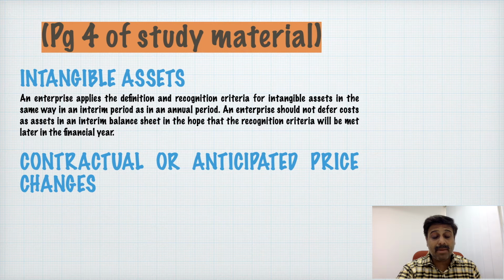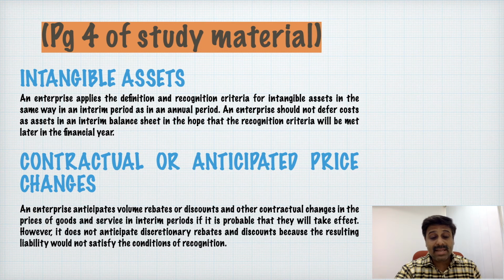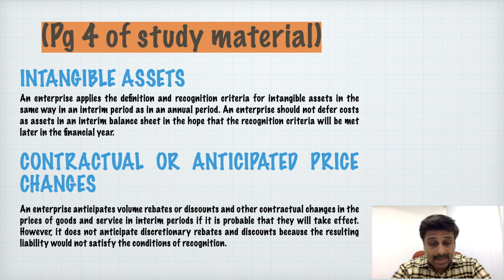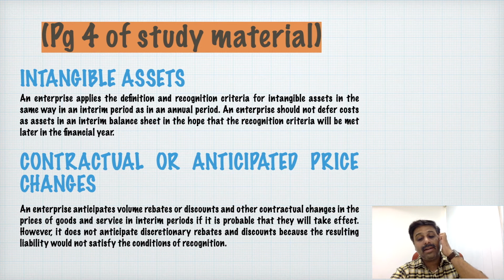Contractual or anticipated price changes. An enterprise anticipates volume rebates. Now underline, this is an important point. Volume rebates or discounts and other contractual changes in the prices of goods and services in the interim period. Underline volume rebates or discounts, and underline in the interim period, if it is probable that it will take effect.